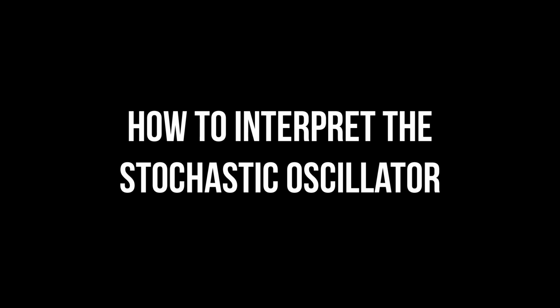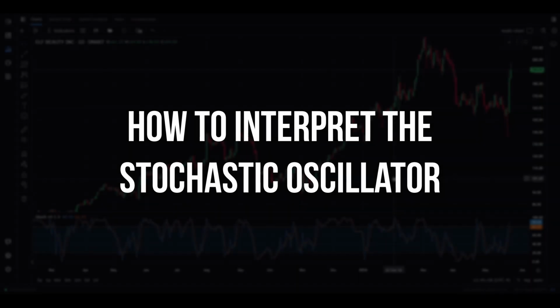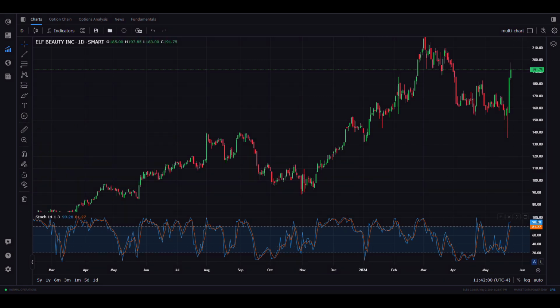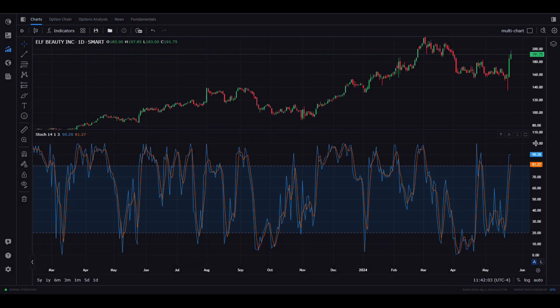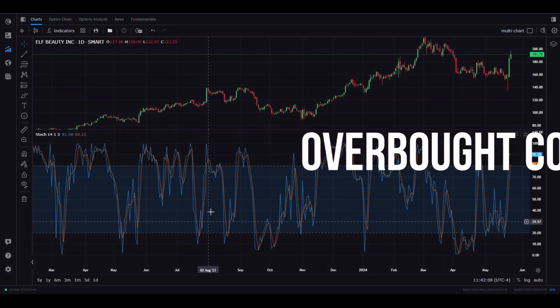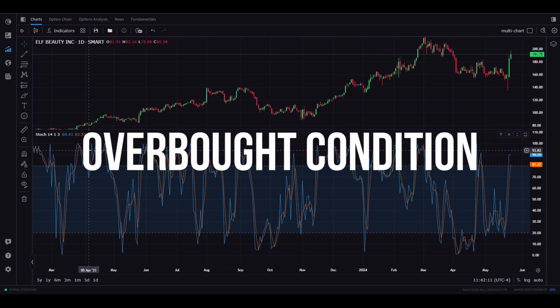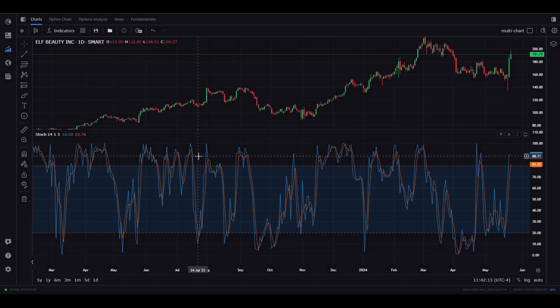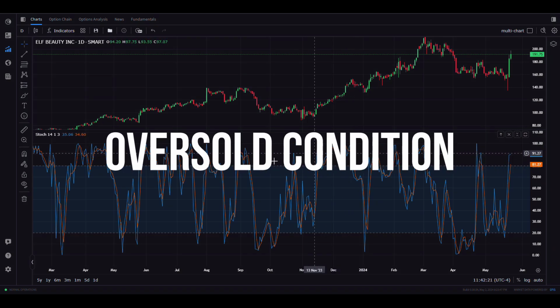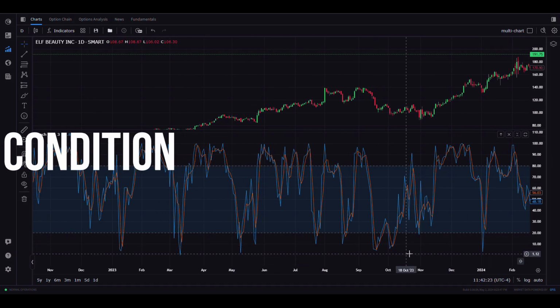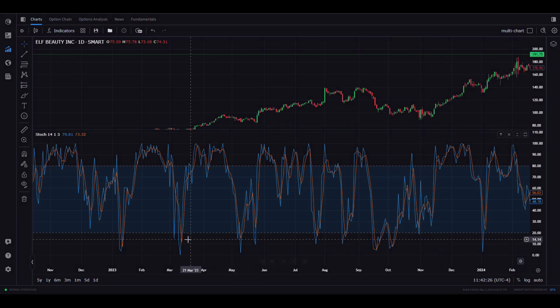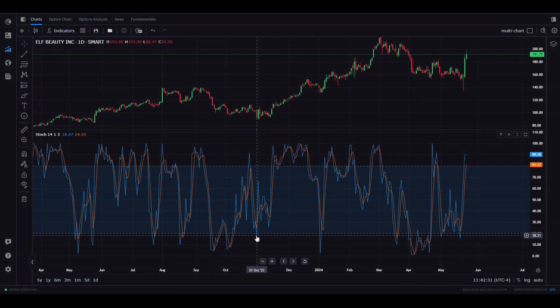How to interpret the stochastic oscillator? The stochastic oscillator oscillates between 0 and 100 and is typically depicted as two lines on a chart. Traders use the following interpretations. Overbought condition. When the stochastic oscillator rises above 80, it indicates that the asset may be overbought, suggesting that the price may be due for a pullback or reversal. Oversold condition. When the stochastic oscillator falls below 20, it indicates that the asset may be oversold, suggesting that the price may be due for a bounce or a reversal to the upside.